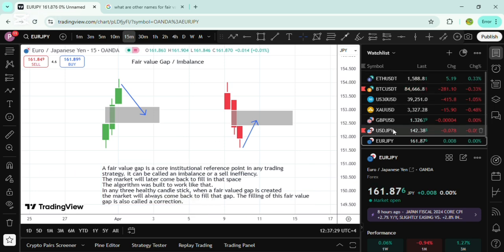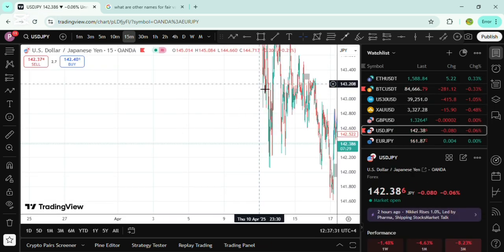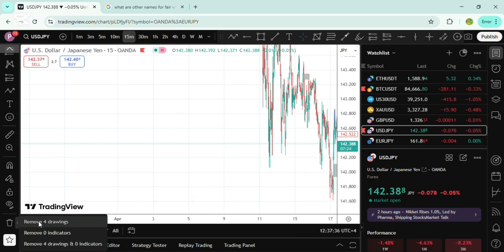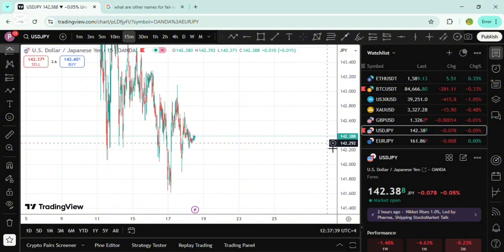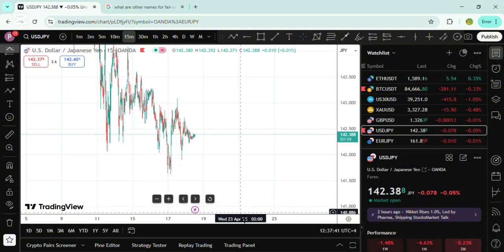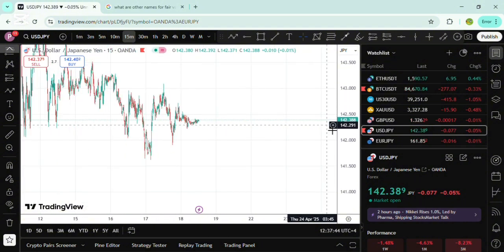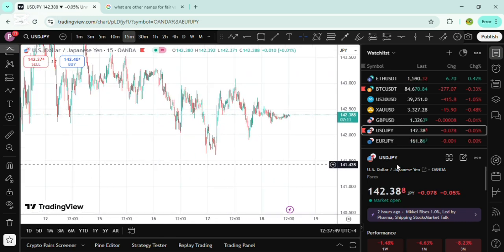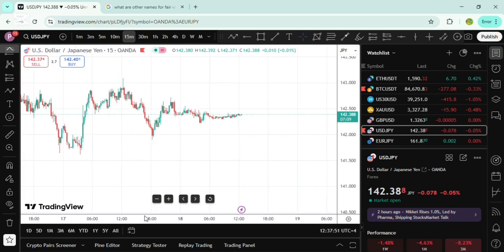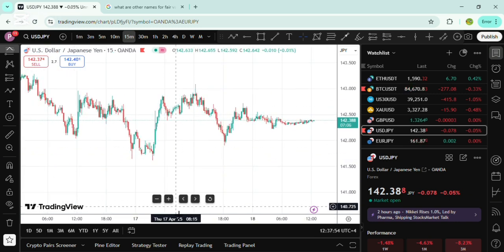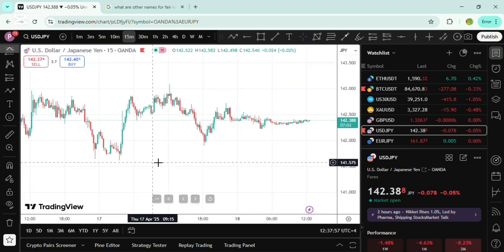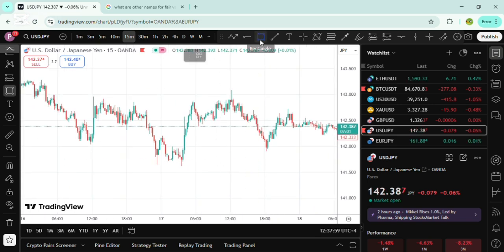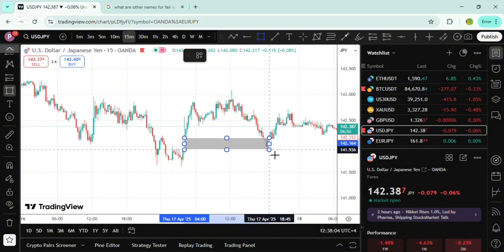Yes, it can be called an imbalance, or a sell inefficiency. So let's identify that on the TradingView chart. You see what I'm talking about. So yes, this is a chart. You see a fair value gap right there.